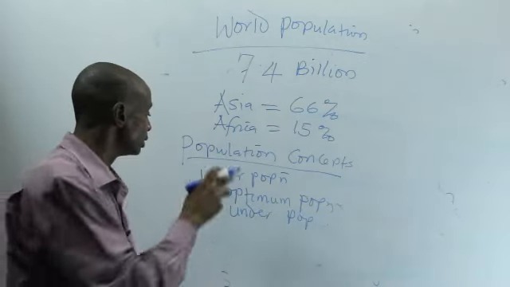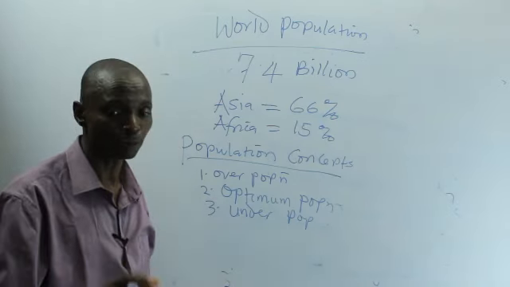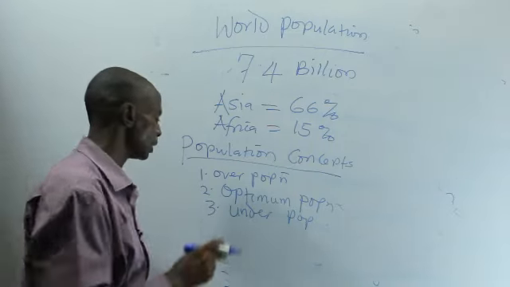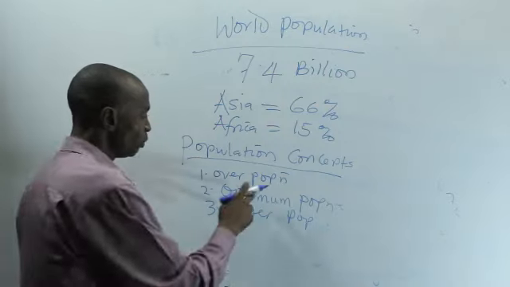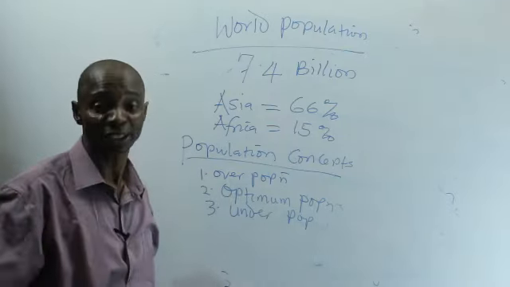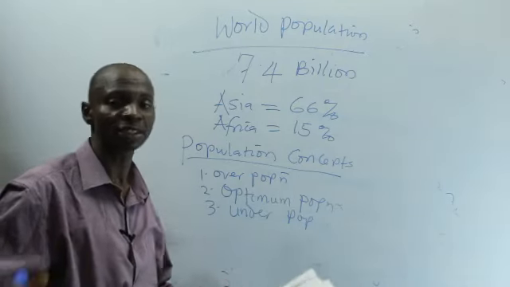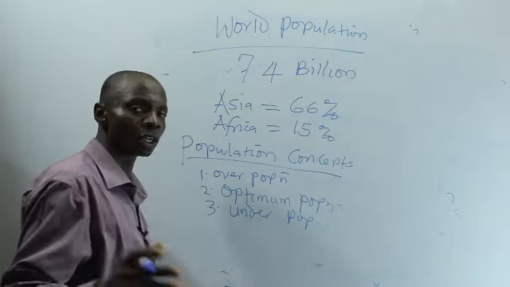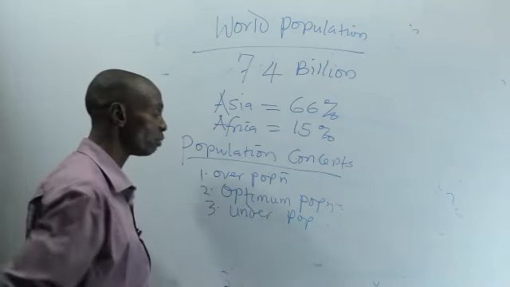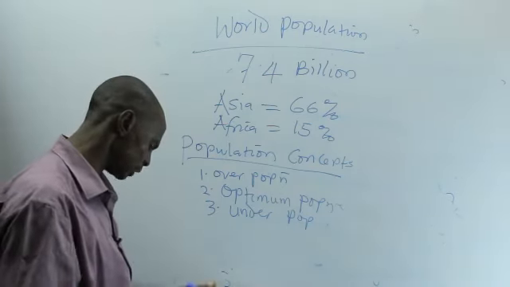Overpopulation is a situation where the population is more than the available resources. In that situation, we say that we have overpopulation. Then, optimum population is a situation whereby the available resources are equal to the number of the population. In that case, we have optimum population. That is equilibrium. Now we have underpopulation. Underpopulation is a situation where the available resources are more than the population. That is the opposite of overpopulation.